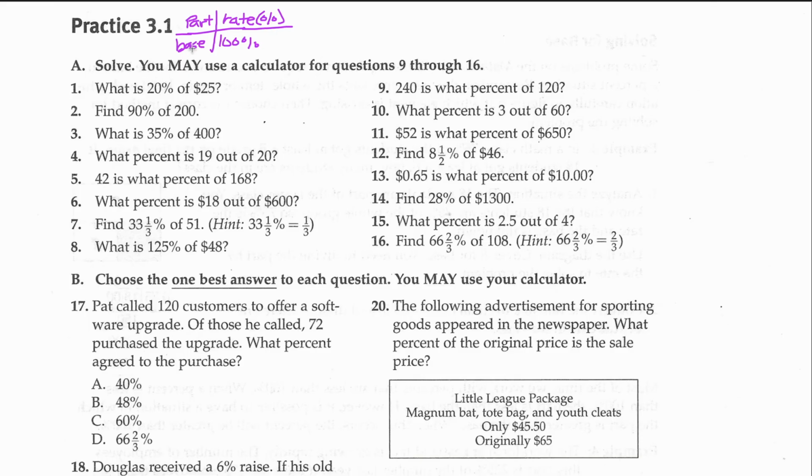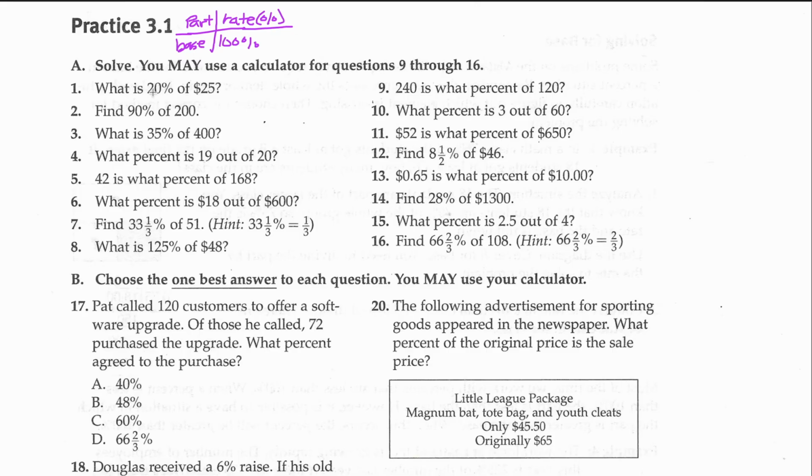The base usually goes with the 100%, because the base is the whole. When the whole thing is 100%, we will use this formula for the rest of the practice here. Before we solve, we have to know what elements are given. So let's define number 1 through number 8 first.